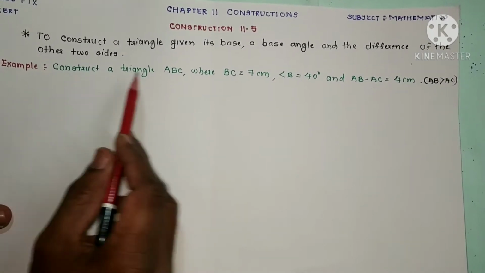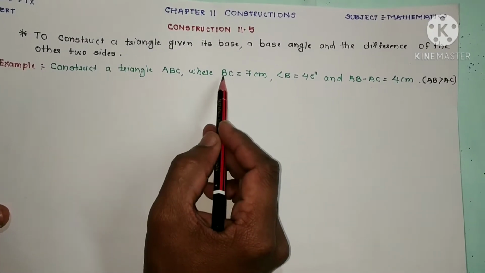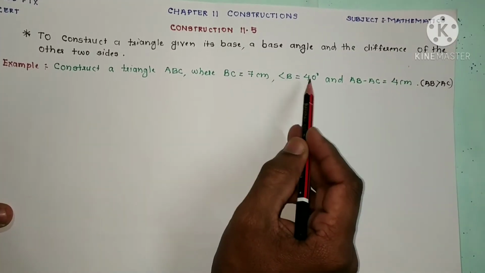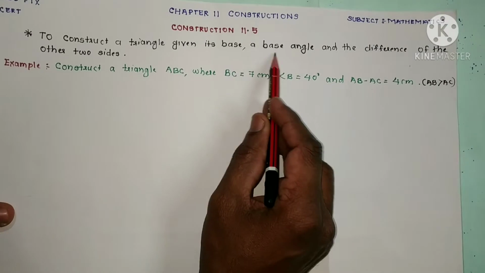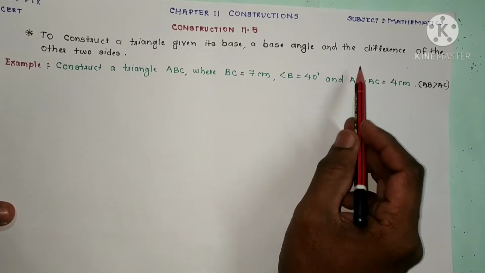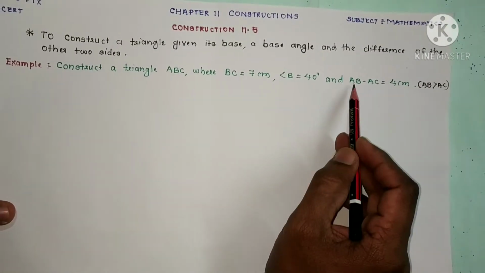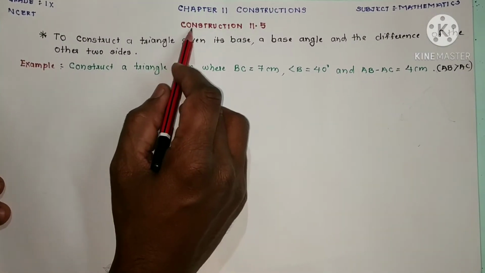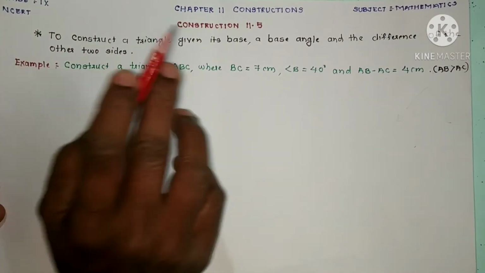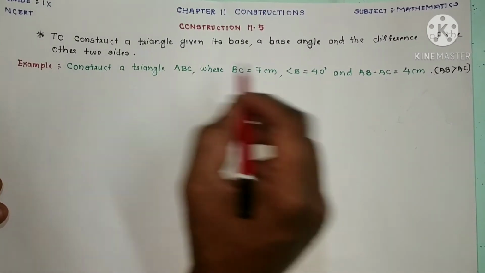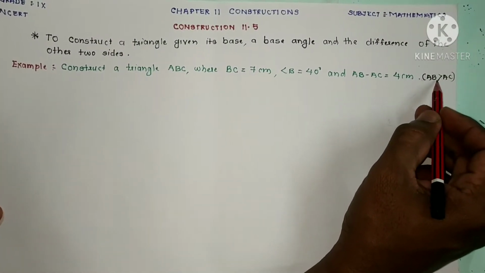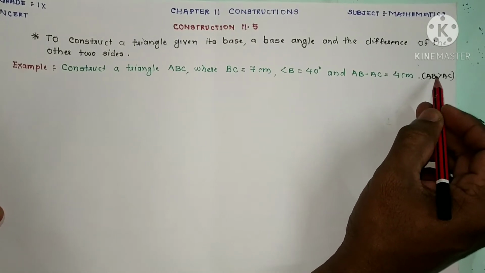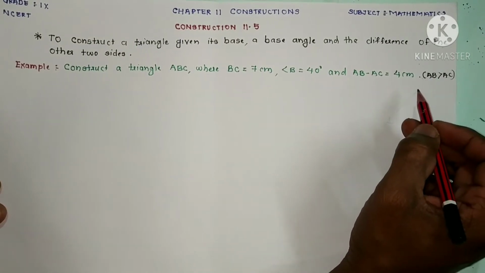Construct a triangle ABC where BC is equal to 7 cm. So this is the base, and angle B is equal to 40 degrees, and this is the base angle, and the difference of the other two sides is AB minus AC is equal to 4 cm. For this construction 11.5 there are two cases. The first case is when AB is greater than AC and the second case is when AB is less than AC.